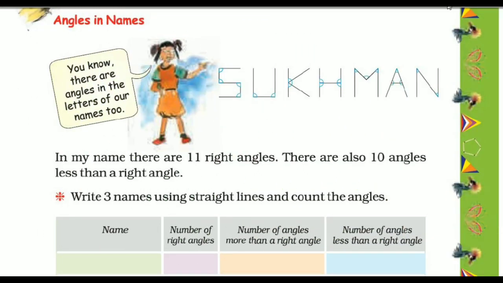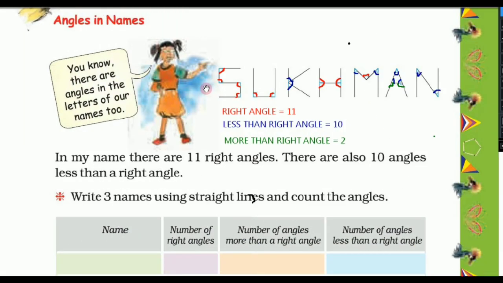Now angles in names. Here written Sukhman, and she says, you know there are angles in the letters of our names too. In my name there are 11 right angles. There are also 10 angles less than a right angle. So let's find out these angles. I have marked a right angle in red color, then less than right angle in blue color, and more than right angle in green color.